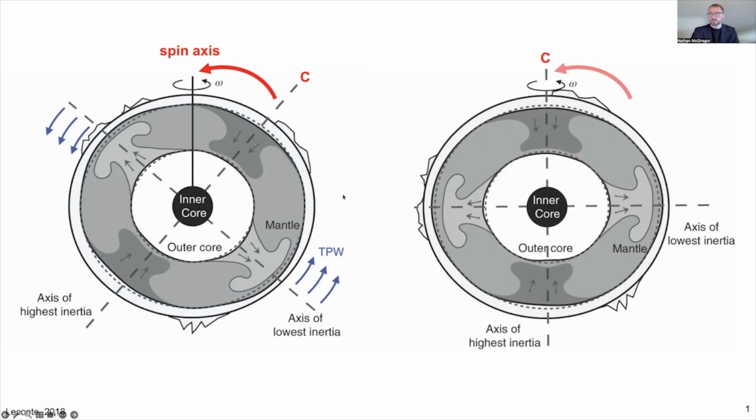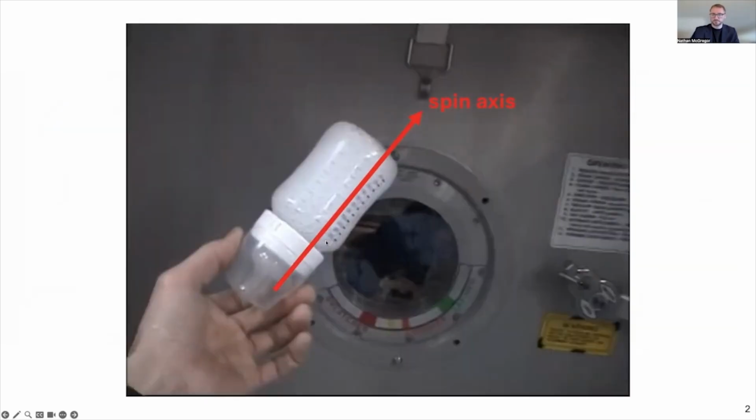Now, when this process occurs, where the entire planet will reorient itself in order to bring the c-axis into alignment with the spin axis, that reorientation is called true polar wander, or TPW. And that's the process that I've been studying on Venus.